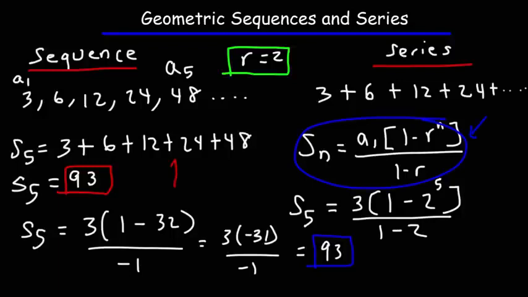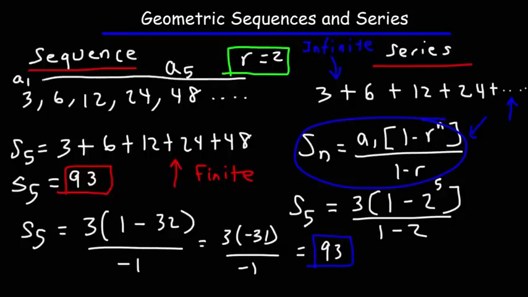So this series here is finite. We're looking for the sum of the first 5 terms. There's a beginning and there's an end. This series here is not finite, it's an infinite geometric series. The reason being is because of the dot dot dot that we see here, it goes on forever. It doesn't stop at the 5th term. It keeps on going to infinity. So it's an infinite geometric series.